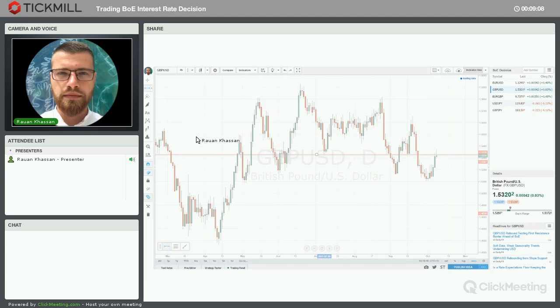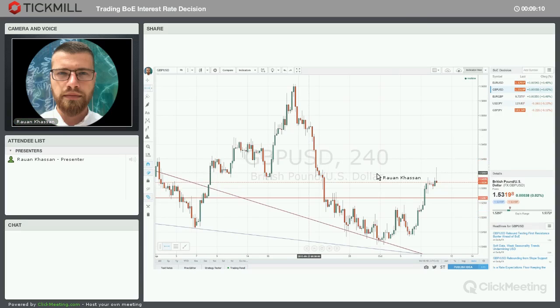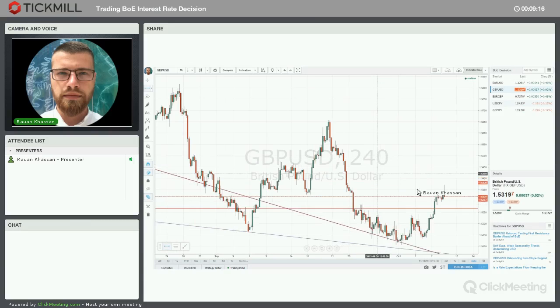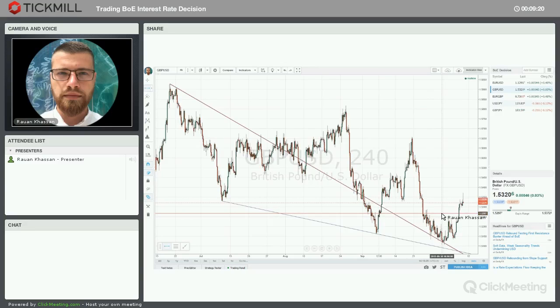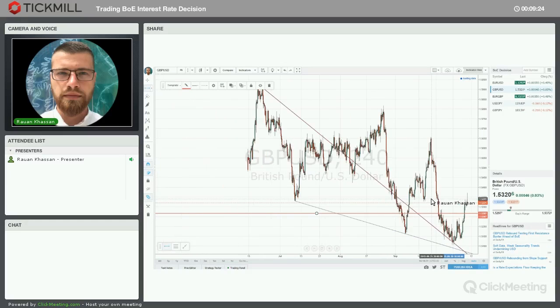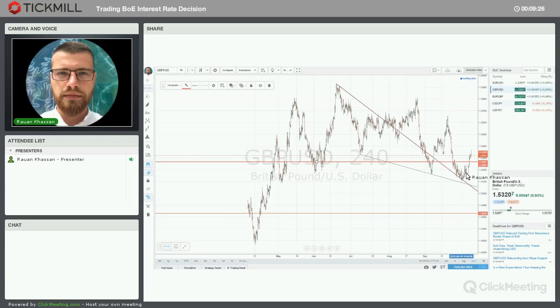Going next to the 4-hour chart. As you can see, there are more levels to watch here. Once again, the static support line at 1.5267. That would be the next support after 1.5290 is broken.